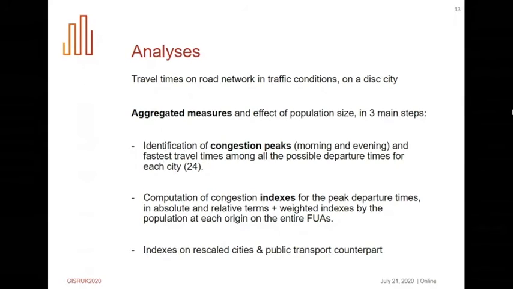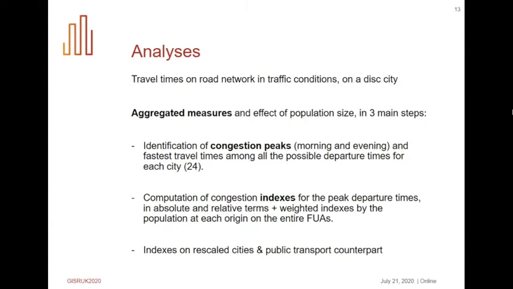So in this presentation, I will focus on aggregated measures of travel times. We do this analysis in 3 main steps. First of all, we identify the congestion peaks: one in the morning, one in the evening, and also one night low, which is the fastest travel time among all possible departure times for each city. So one departure time out of the 24 hours of the day.